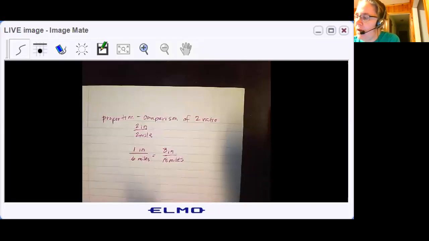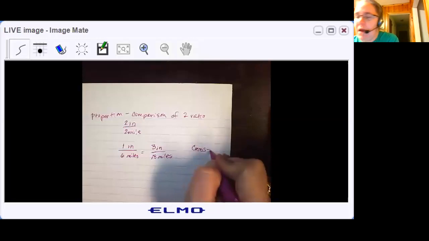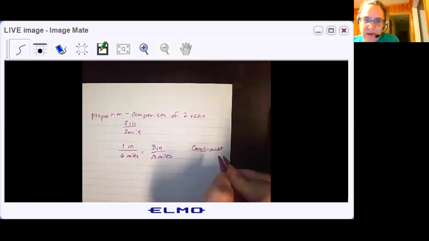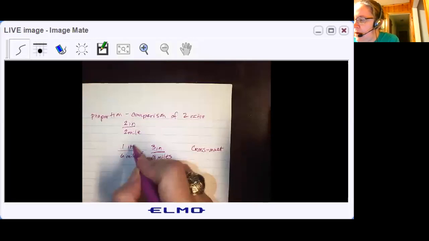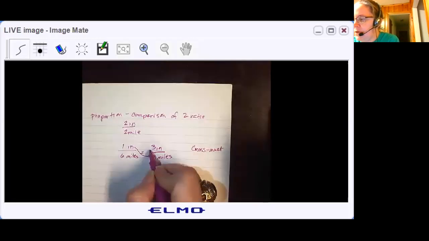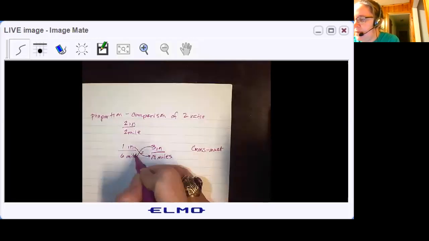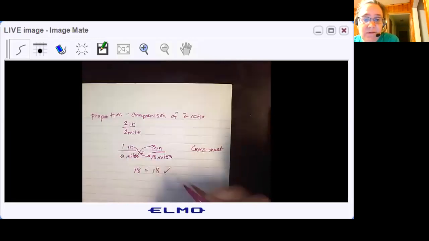And the way we check is we do cross multiplication. A lot of people call this the butterfly, the crisscross, whatever you want to call it. What we're going to do is take these two numbers and multiply together. 1 times 18 gives me 18. And then we take the other two, top to bottom. 3 times 6 is 18. Are these two numbers the same? Yes, it's a proportion.